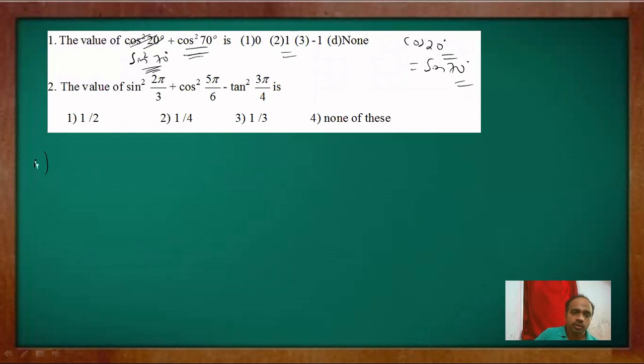Is it clear? First one. Cos 20 degree is the same as sin 70 degree, because 20 can be written as 90 minus 70. And what is our formula? Cos of 90 minus theta is sin theta. Sin square 70 plus cos square 70 is 1. Option 2. Question number 2 is again based on standard angles.